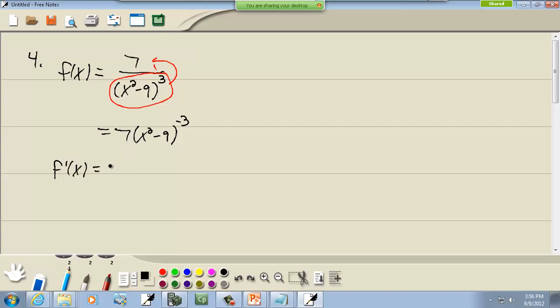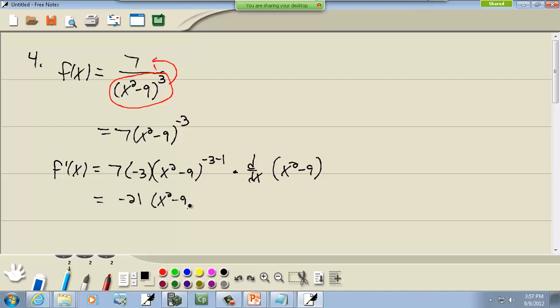Now numbers out in front just stay out in front. Chain rule says take your power, put it out in front. Whatever's inside the parentheses, leave alone. Lower this by 1. And then multiply it times the derivative of what's inside the parentheses, which is the x squared minus 9. So that gives us negative 21, (x squared minus 9) to the negative 4, times the derivative of that, which would give us 2x.